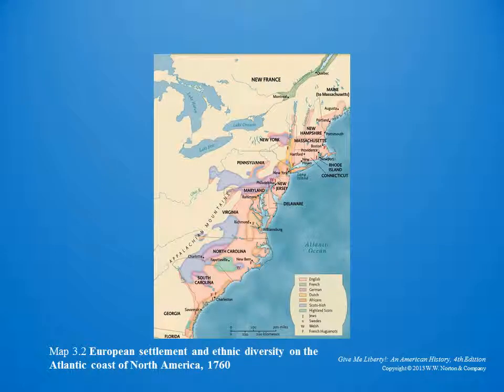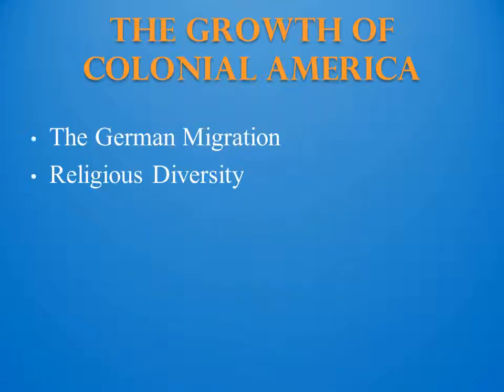In this map, we see the European settlement and ethnic diversity on the Atlantic coast of North America in 1760. You can see the different shades of color represent different places of origin. Now, more than 100,000 Germans came to America. They were the largest group of European migrants during this period.